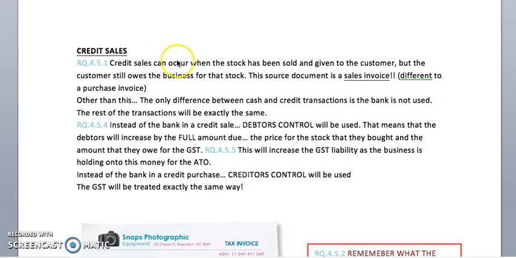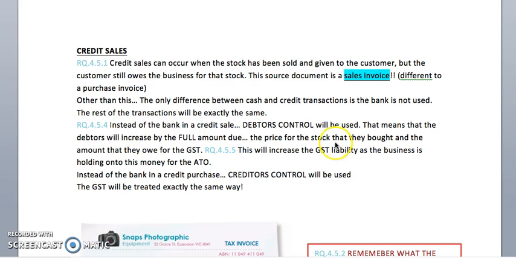So we know that credit sales can occur when the stock has been sold and given to the customer, but the customer still owes the business for that stock. So the source document is a sales invoice, very important. There is a difference between the purchase invoice and the sales invoice. Other than this, the only difference between cash and credit transactions is that the bank is not used. The rest of the transaction will be exactly the same.